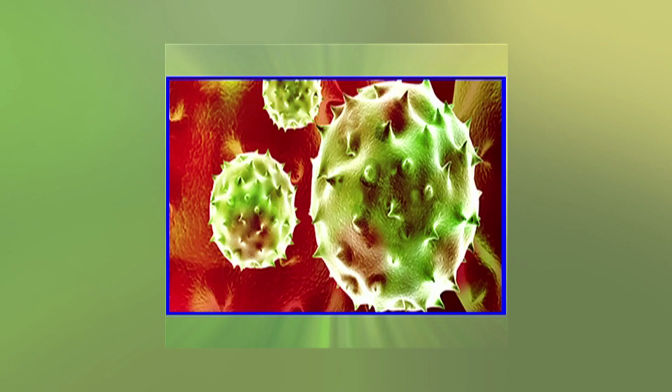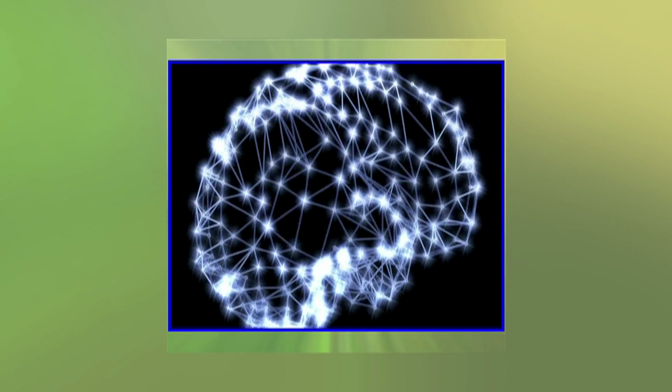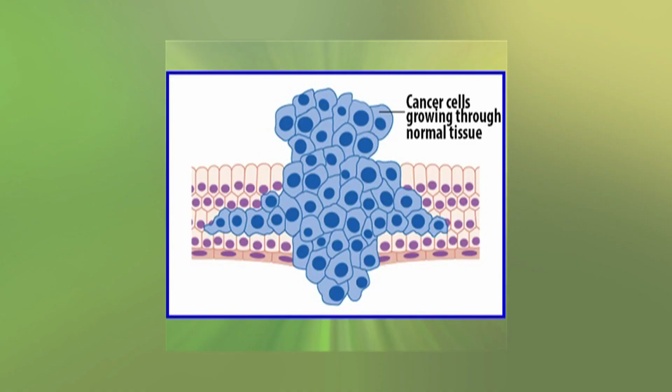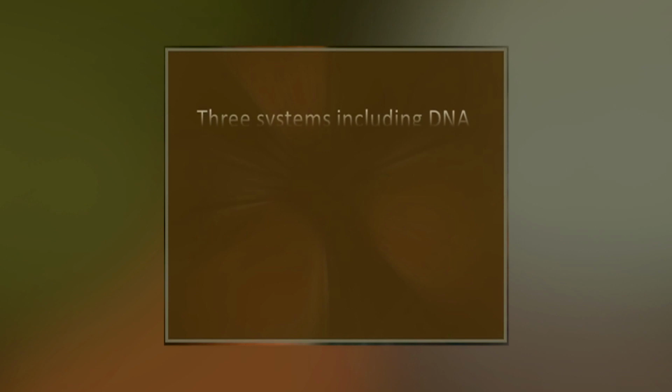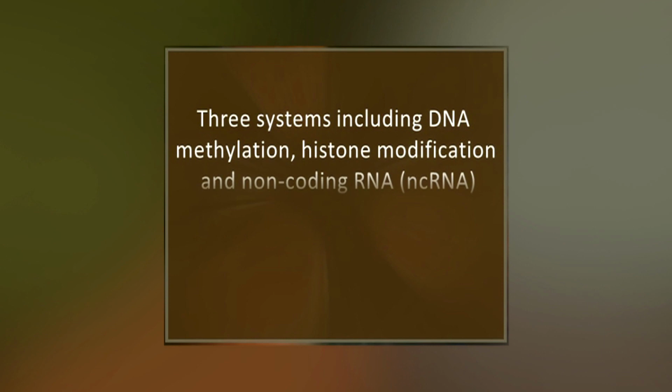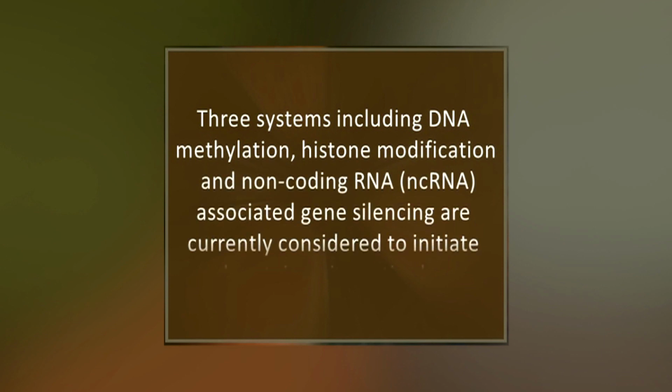lifestyle, and disease state. Epigenetic modifications can manifest as commonly as the manner in which cells terminally differentiate to end up as skin cells, liver cells, brain cells, etc. Or epigenetic change can have more damaging effects that can result in diseases like cancer. At least 3 systems, including DNA methylation, histone modification, and non-coding RNA associated gene silencing, are currently considered to initiate and sustain epigenetic change.